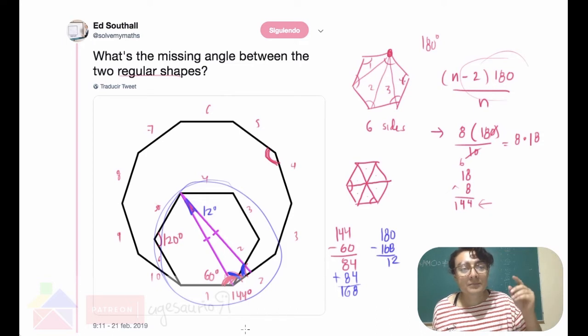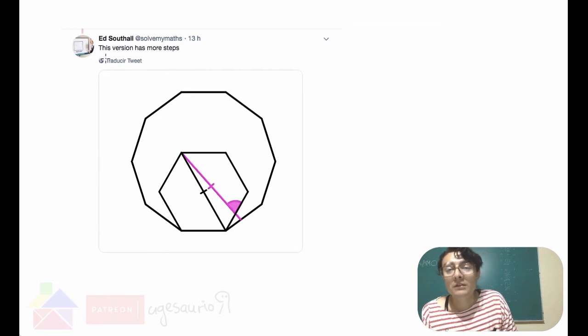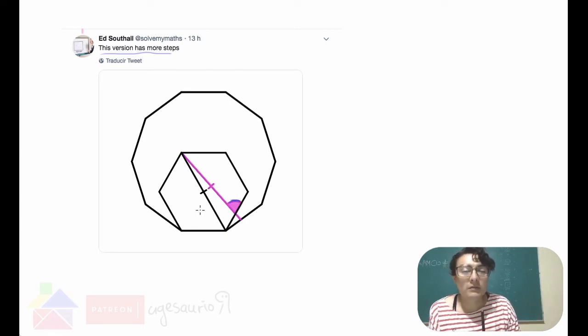Okay. The thing is, Ed actually tweeted a second problem, and this is it right here. Ed himself says this version has more steps. So now we're looking for this one. How will we ever find that one, right? So it does have more steps, but not that many.